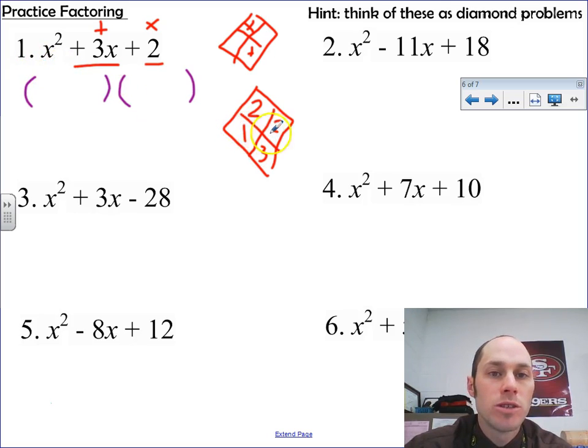So here's where I use those two numbers. Well, the only way to get x squared is x times x. So that's the first part of each binomial. And I have a positive 1 and a positive 2.